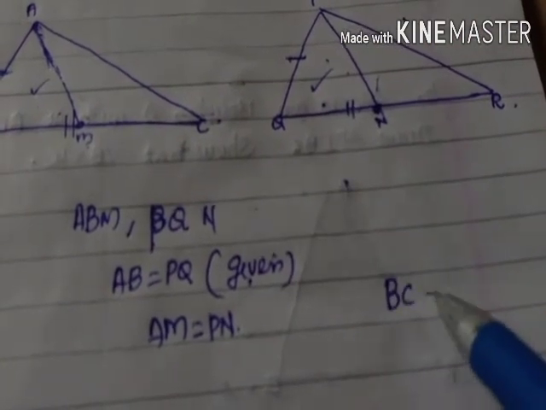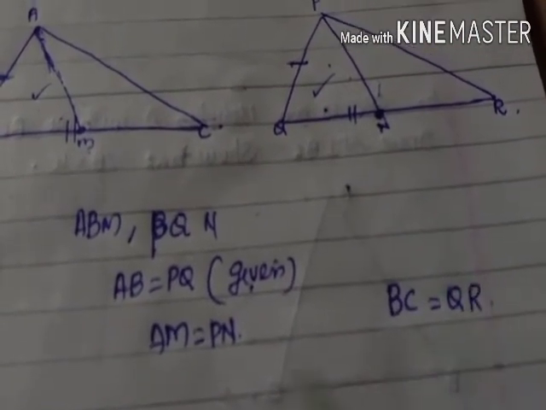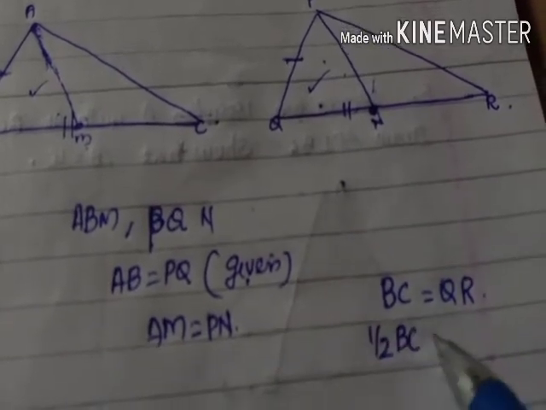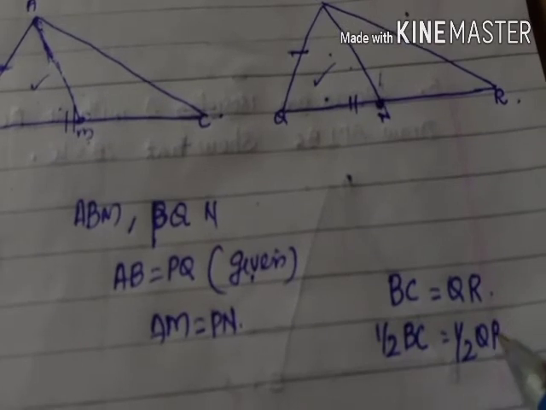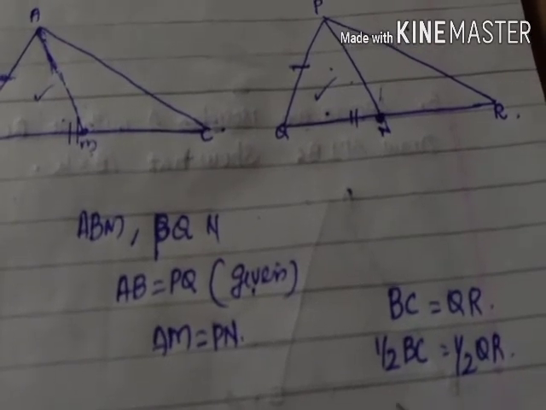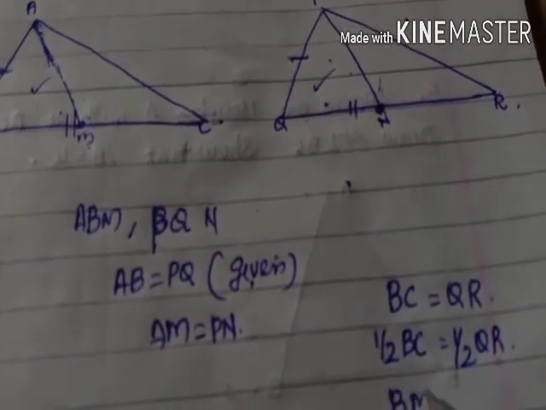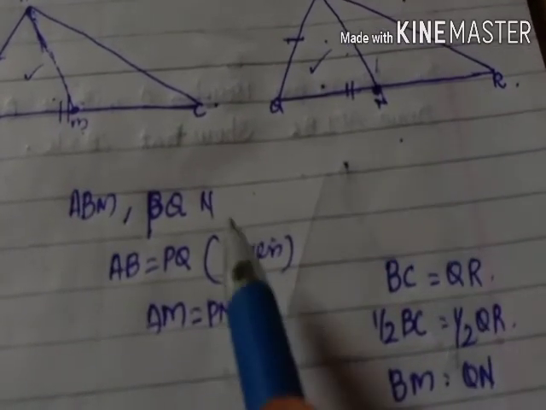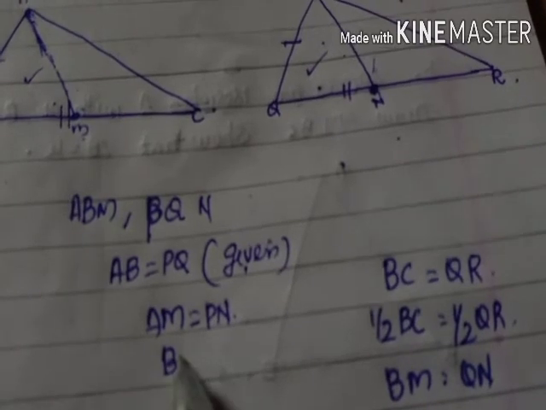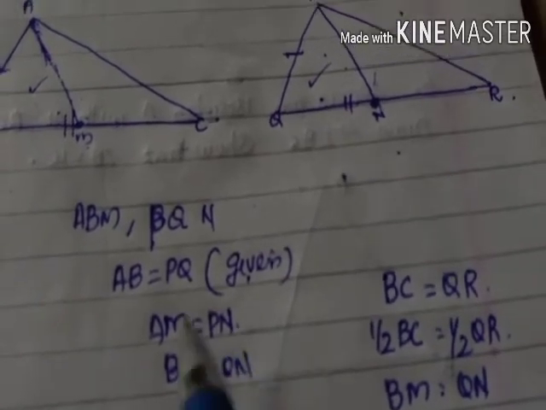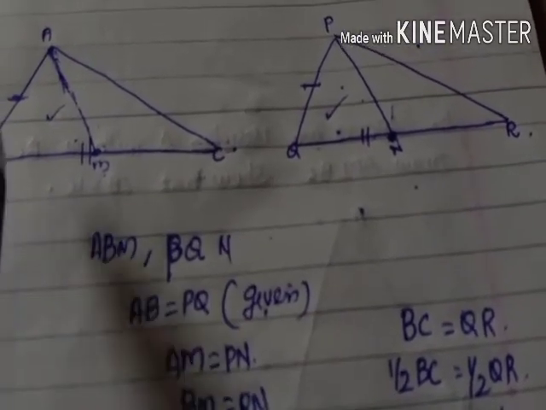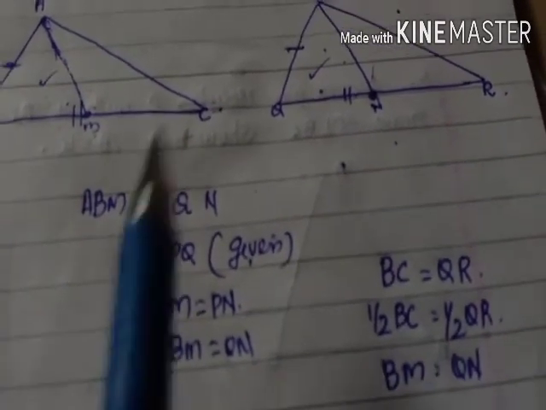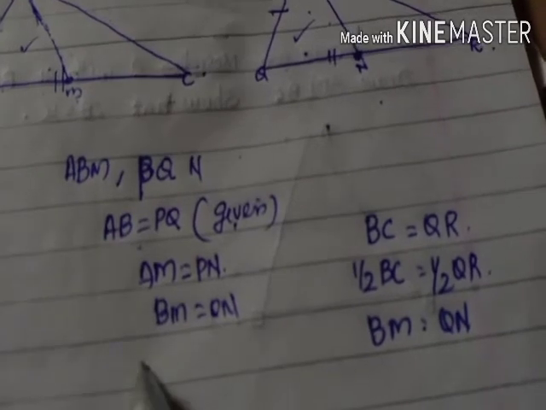BC equal to QR. And take half of BC and half of QR. So half of BC, 1 by 2. Half of BC equal to half of QR. So from the figure, rewrite half of BC as BM and half of QR as QN because AM and PN are medians. So BM equal to QN. So we have in the triangle ABM three sides we considered AB, AM and BM.